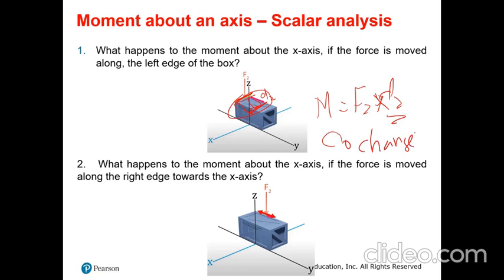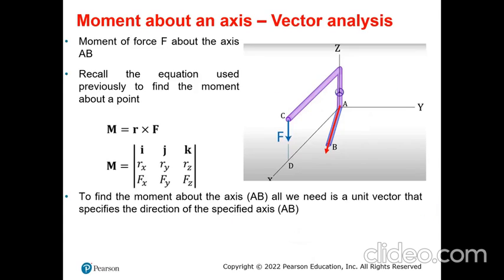So let's see what happens to the moment about the f-axis if I move the force to the right edge like that. My force is acting over here, and I'm moving towards the right edge. What's going to happen? It's going to decrease because my D2 is going to be decreasing. So my moment is going to be decreasing. So this will be the change.